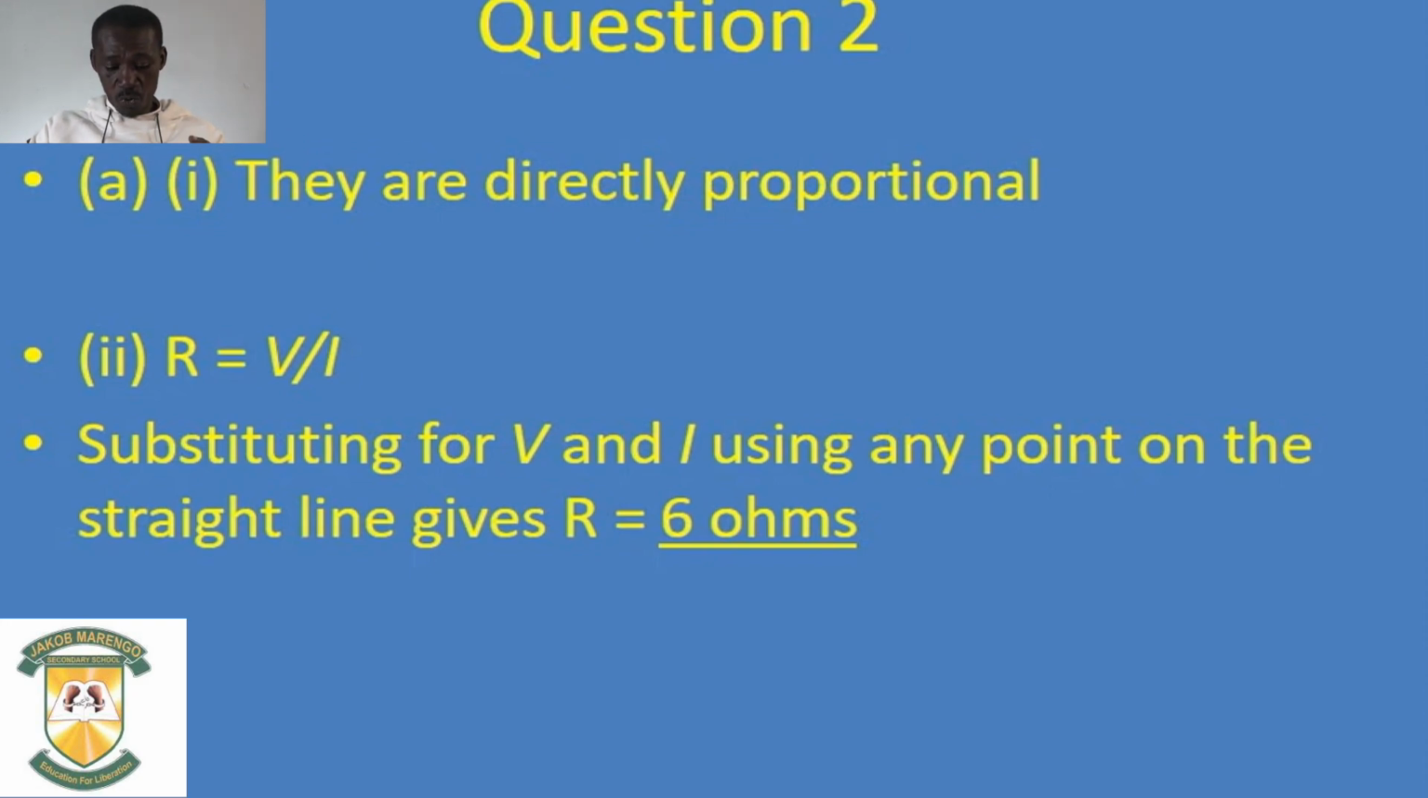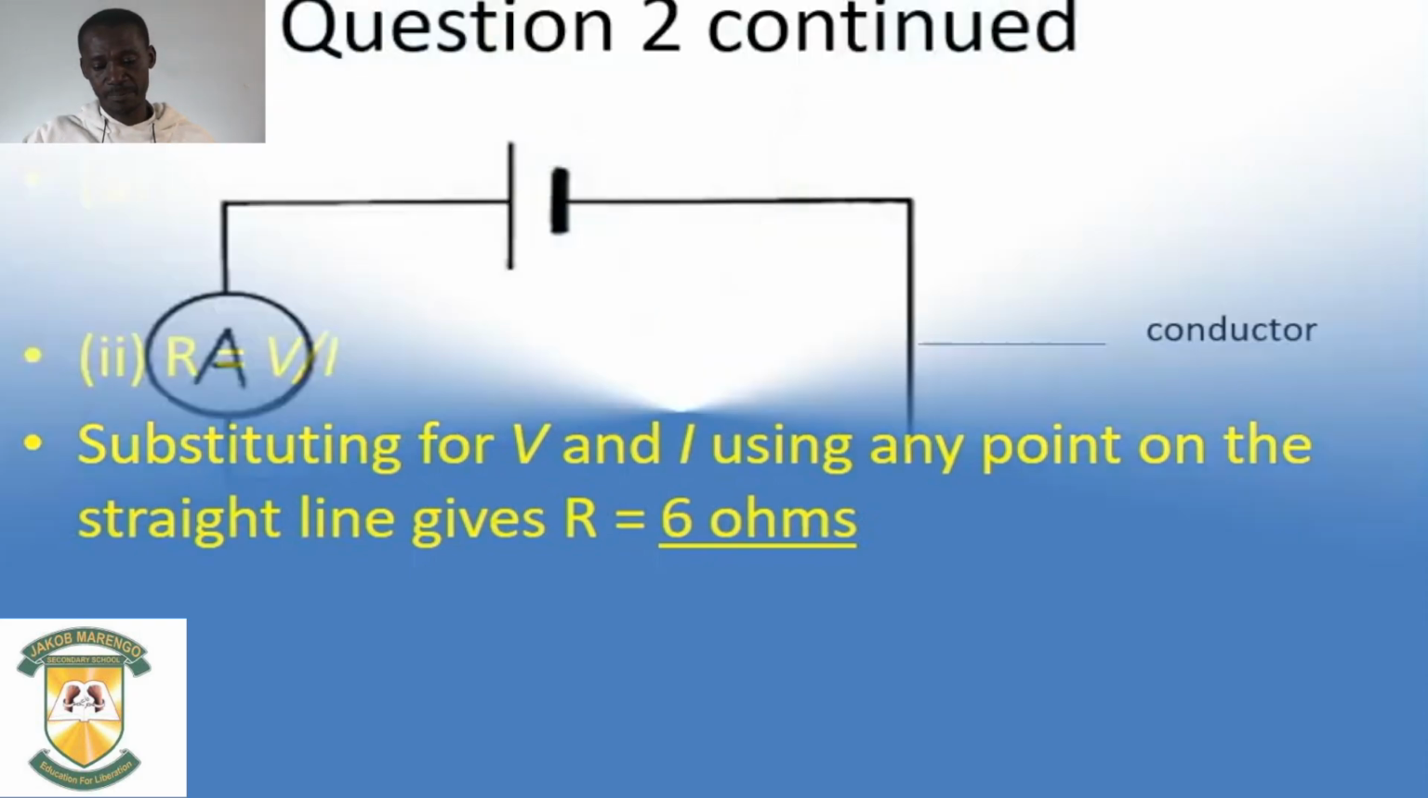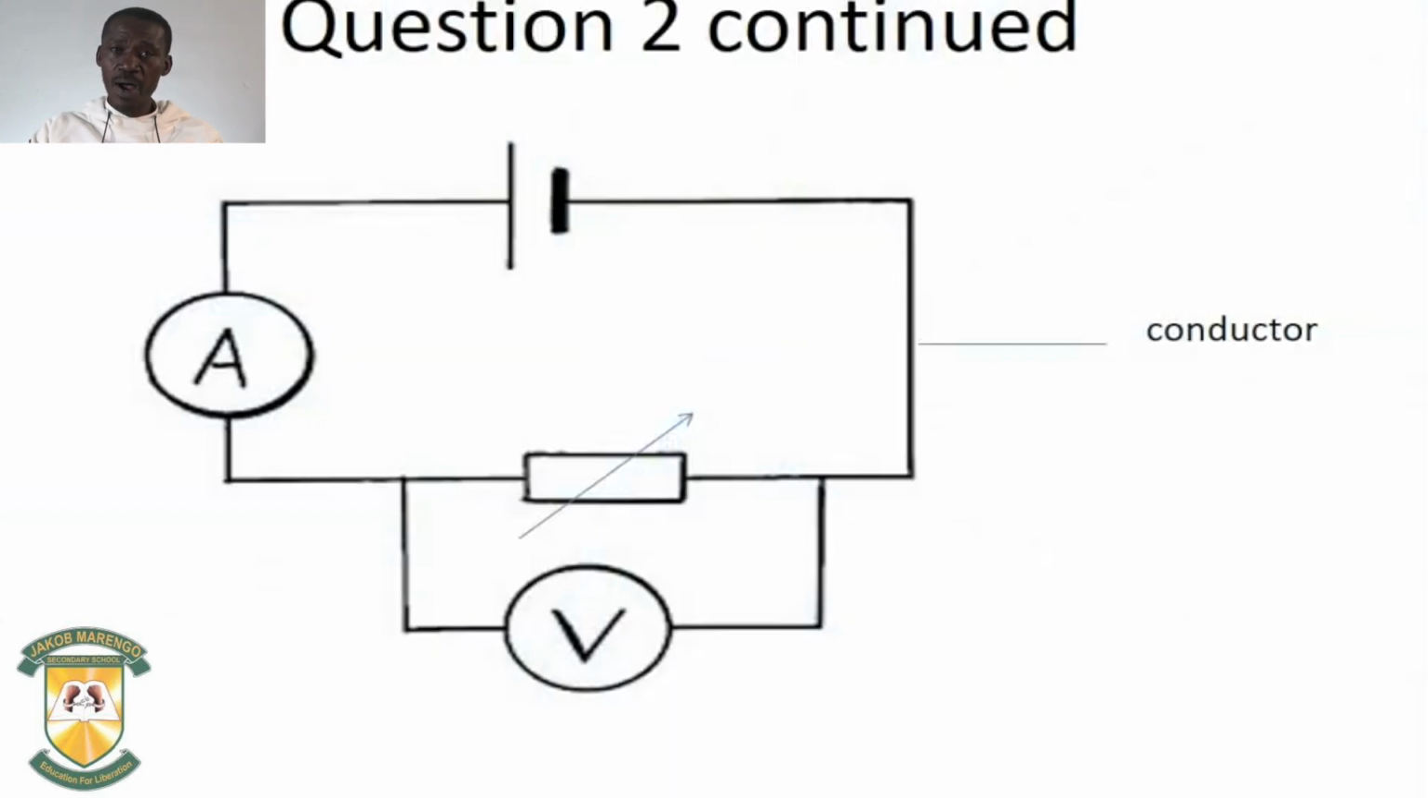Moving on to question number 2a, Roman 3. The question says, draw a circuit diagram to show how the results used for plotting the graph were obtained. In your diagram, you were expected to include a cell, an ammeter, a voltmeter, a variable resistor, and a conductor. Our expected answer looks like what we have on screen.